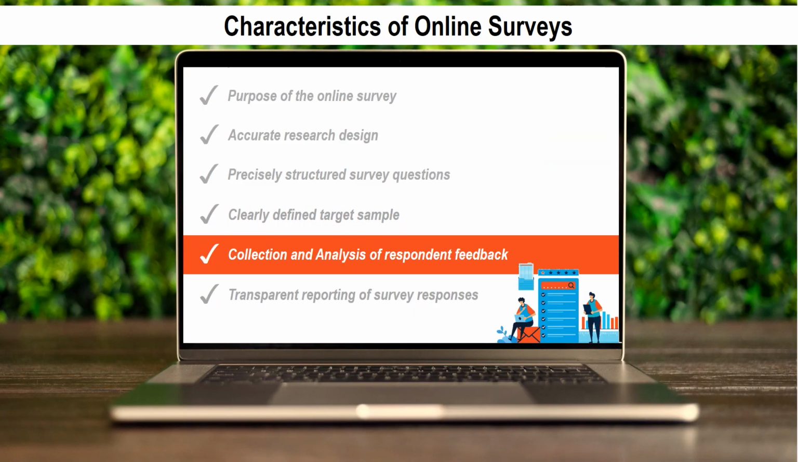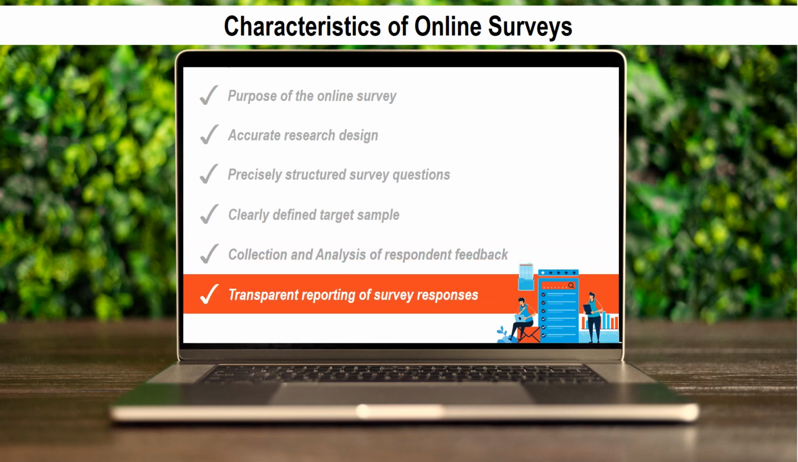Collection and analysis of respondent feedback is another characteristic. Productive results are obtained only if the collected results are well analyzed. Analysis of the data which we are collecting is very important, and that will help us to make informed decisions for the organization. Then transparent reporting of survey responses is important. Transparency is important because the results should be reported to all stakeholders for improvement. Only if we are transparent in discussing our results can there be improvement, and it also enhances trust among the stakeholders for your core team.